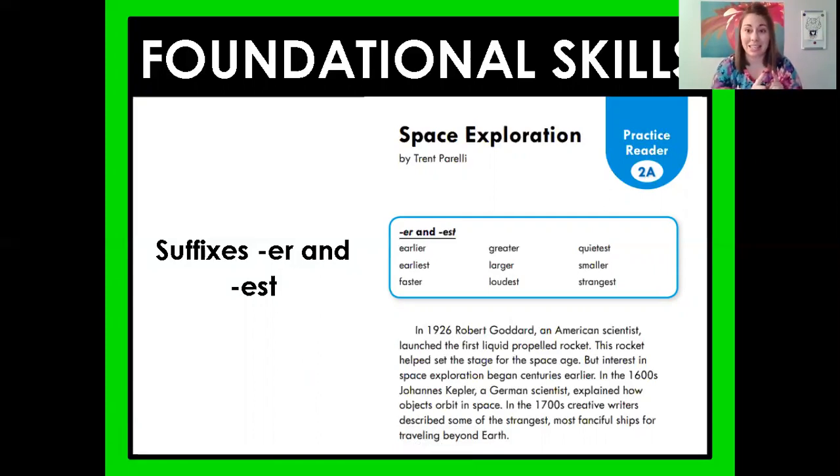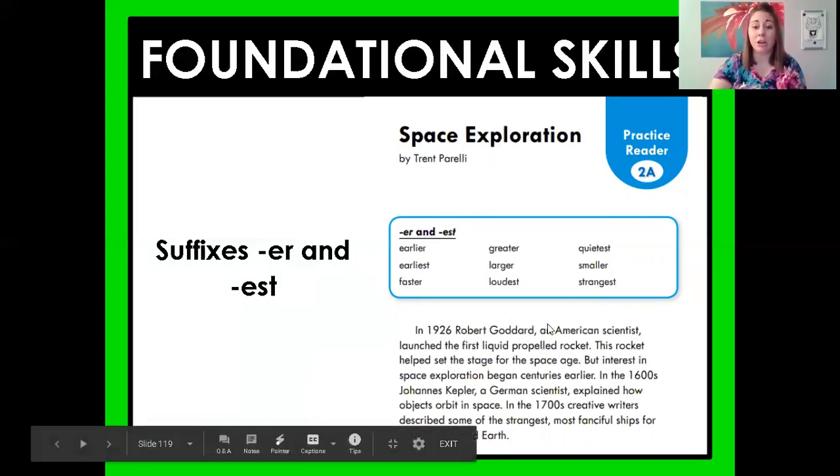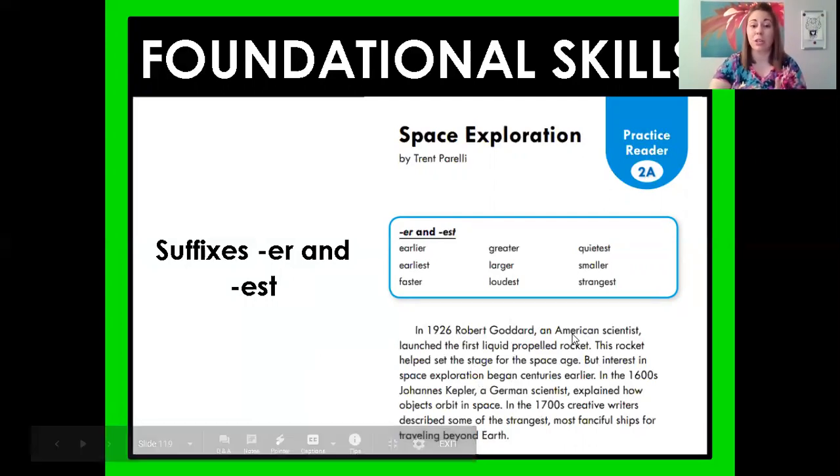So when you are coming across these words, I want you to really focus on recognizing the suffix er and est. When you see those, you should immediately know what sound those suffixes make. Okay, so it should make it a little easier to decode. Because when I'm looking at the word earlier, well, I know it ends in er, so I know it's going to end in that sound. And then on your own, you can practice reading the rest of this practice reader to get really good at these words with er and est.